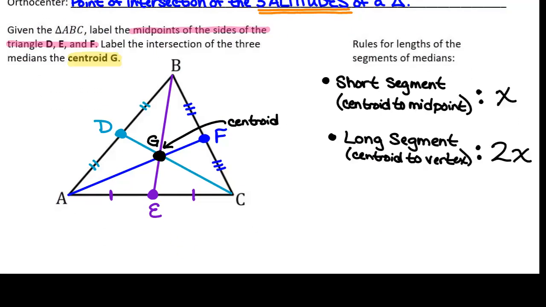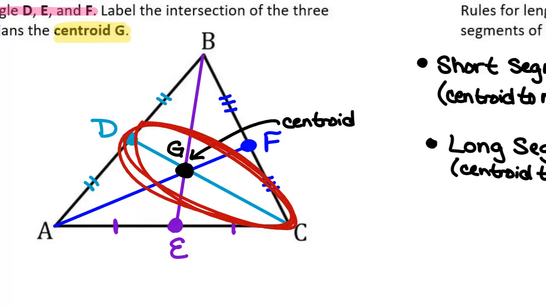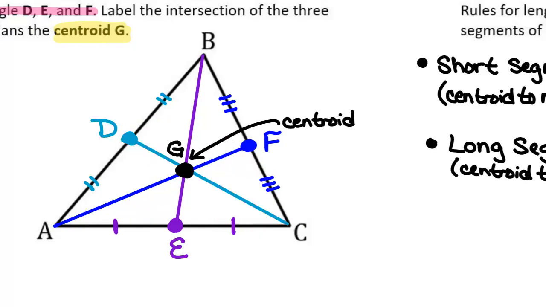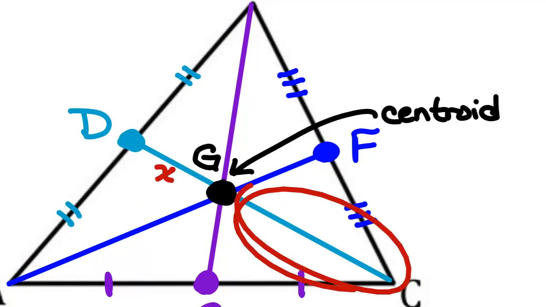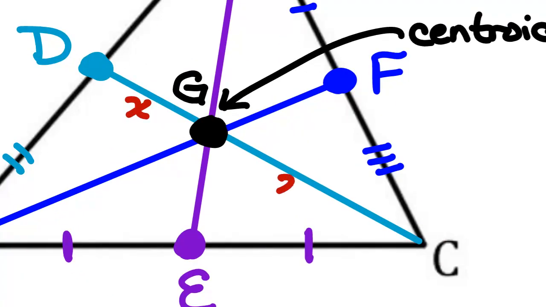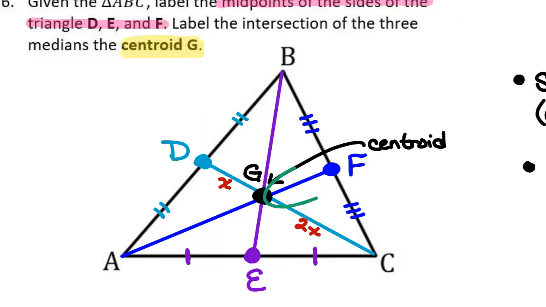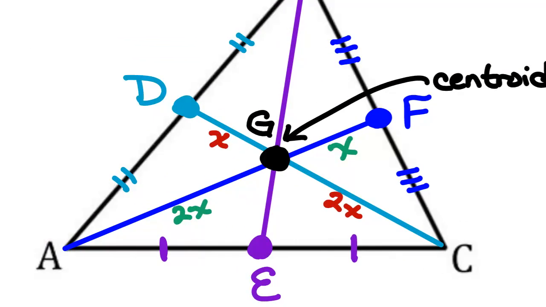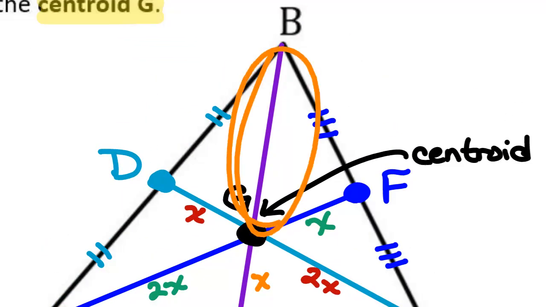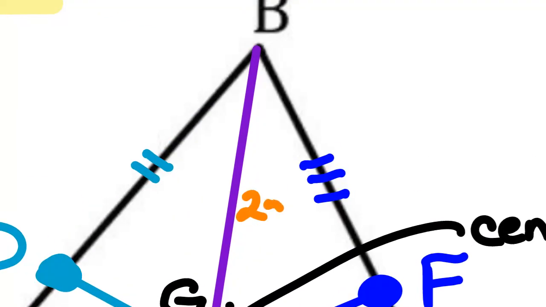So looking over at my picture, if I'm looking at this whole median right here, this would be my short segment, so I'm going to label that as X. And this would be my long segment, so I'm going to label that as 2x. Same thing on this one. This would be X, and this would be my long segment, so that would be 2x. On my purple median, here's my short segment, so that would be X. Here's the long segment, so that would be 2x.